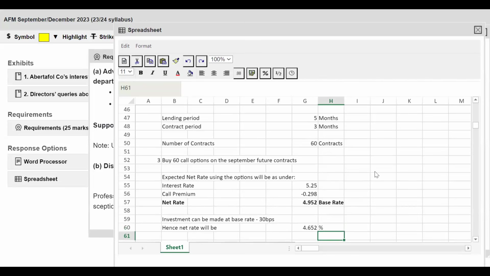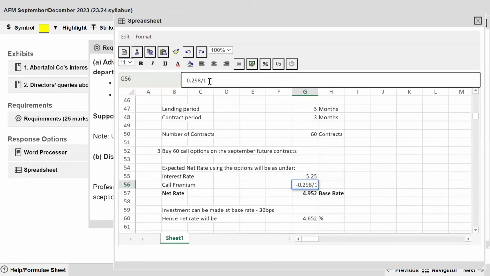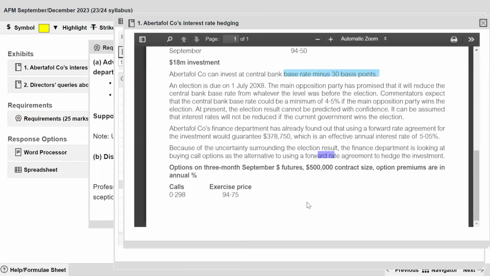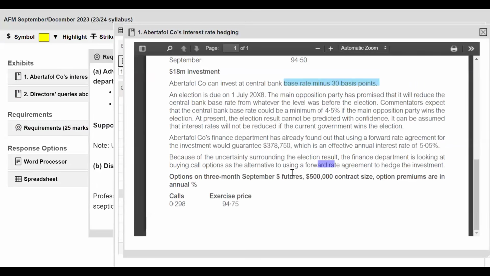Okay, how did I get minus 0.298%? Just a minute. Because you see, there is a call premium that is given here. Option premiums are in annual percentages. So it's 0.298%, that's what you get. So even if you get this interest, you don't have to calculate the settlement. You cannot do the settlement.